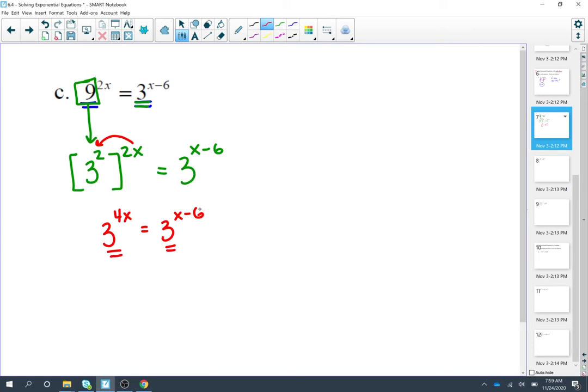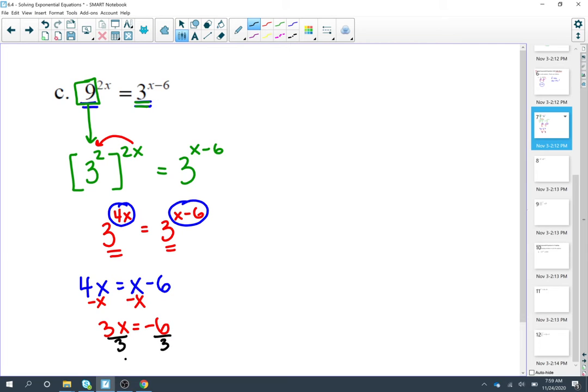Now your bases are the same. And if your bases are the same, your exponents have to be the same. So 4x equals x minus 6. We solve. So I'm going to subtract x. 3x equals negative 6. Then I'm going to divide by 3. x equals negative 2.